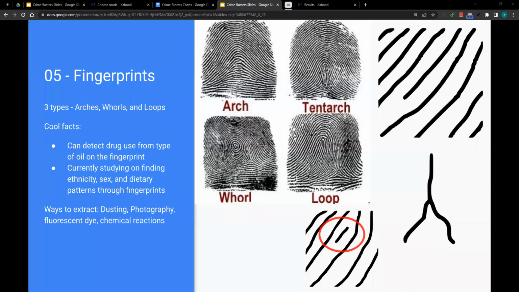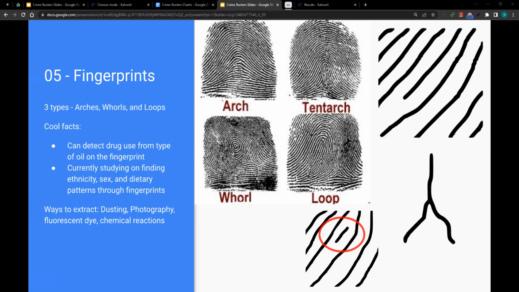Someone asked, is it common to have a whorl loop combination? Probably yes. I have both whorls and loops. Someone also asked, what is the rarest? Tented arches, I think, are the rarest of all, but arches are also really rare.